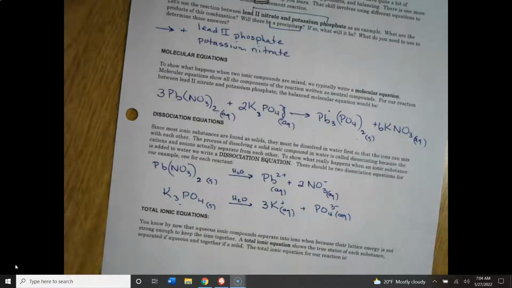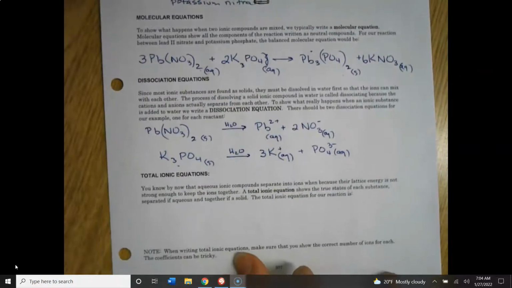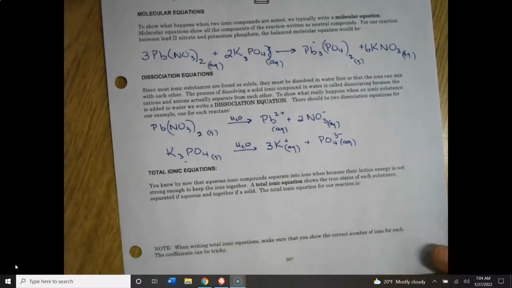All right, so those are dissociation equations. We kind of use this idea to help us in the total ionic equation. So what we did here, we're going to emulate in the next one. I'm hoping that you're following along okay. We're going to move to the next equation, total ionic.